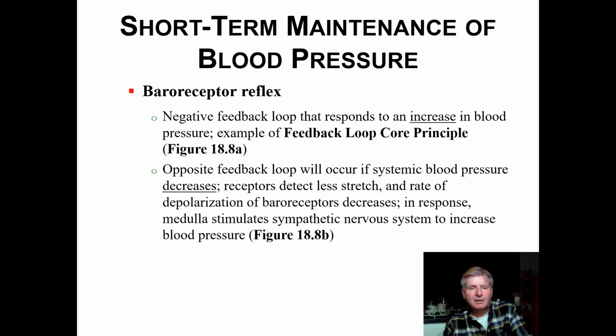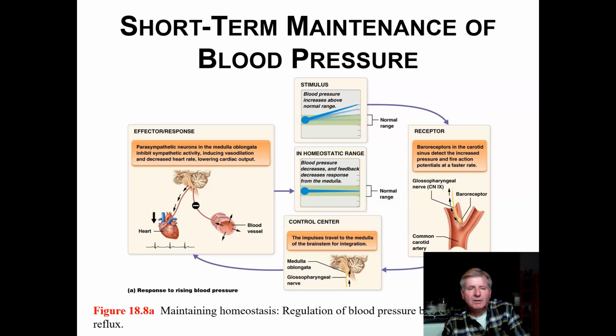Your receptors, especially in your neck and your carotid artery, the aortic bodies, detect less stretch, and the rate of depolarization of the receptor decreases. In response, the medulla stimulates your sympathetic nervous system to increase blood pressure. So basically, your stimulus is the blood pressure increasing above its normal range.